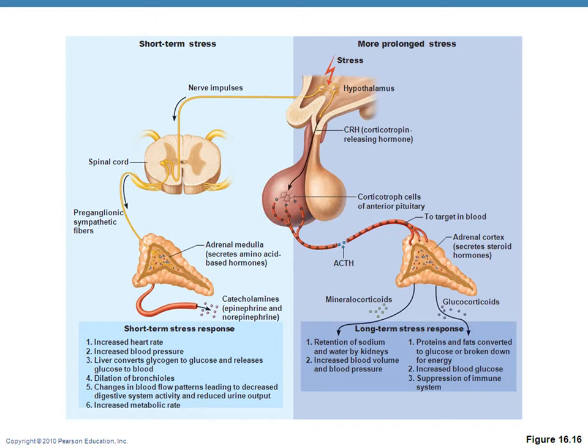So again, this is a picture that I would look at and really make sure that I can give as much information as possible. If this was going to be on your test, could you explain this entire picture? Why is it short term? Why is it long term? What's the difference between a neural stimulus and a hormonal stimulus? Give examples of why catecholamines do what they do.